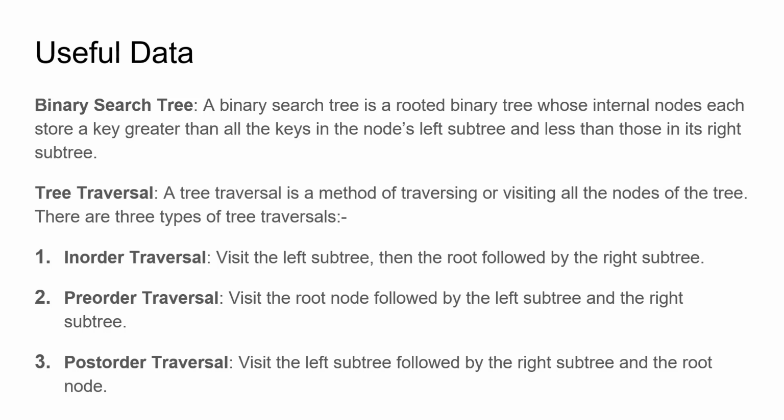Now what is a binary search tree? A binary search tree is a rooted binary tree such that all the internal nodes each store a key greater than all the keys in the node's left subtree and less than those in its right subtree.